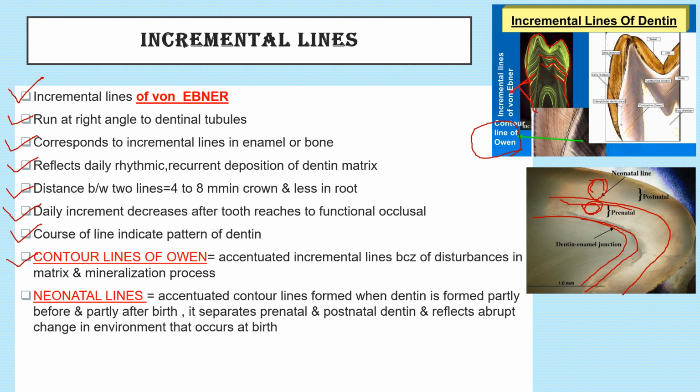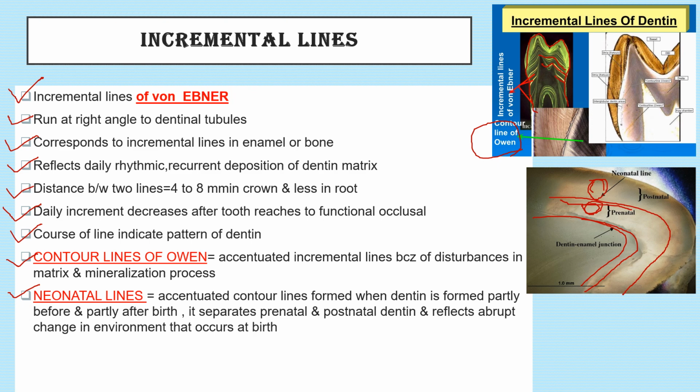And the neonatal line, as I have told for enamel, is the same in dentin. The neonatal line differentiates the dentin which is formed before birth and after birth. So it is an accentuated contour line formed when the dentin is formed partly before and after birth. It separates the prenatal and the postnatal dentin and reflects the abrupt change in environment that occurs at birth.